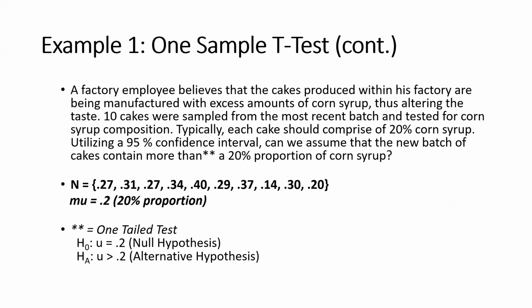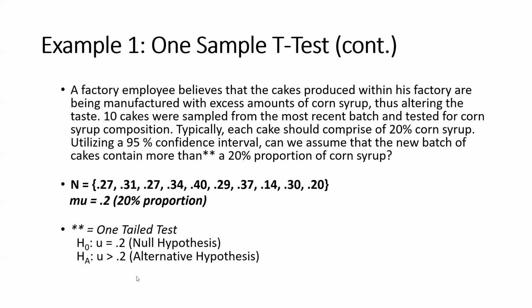So what do we have going on? Well, here are our observations. That's n. Our mean is given to us, which is typically each cake should comprise of 20% corn syrup. So our mean is 0.20. Now that is the mean from which we're going to be comparing the mean of our observations. So this is the mean that we're comparing the mean of these observations against.